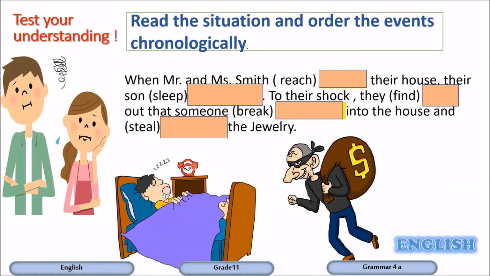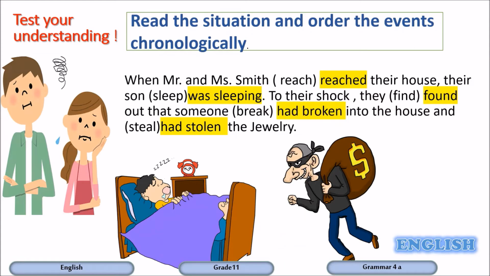So chronologically, which action happened first? Very good. The thief who? Very good. Who, of course, broke into the house and stole the jewelry. Now let's share the answer. When Mr. and Mrs. Smith reached their house, their son was sleeping. To their shock, they found out that someone had broken into the house and had stolen the jewelry.